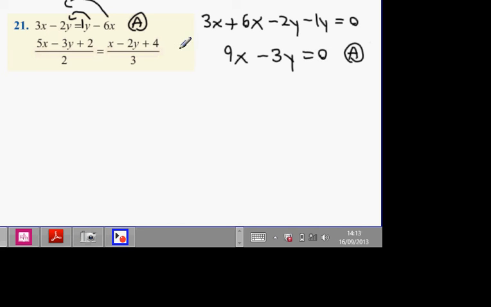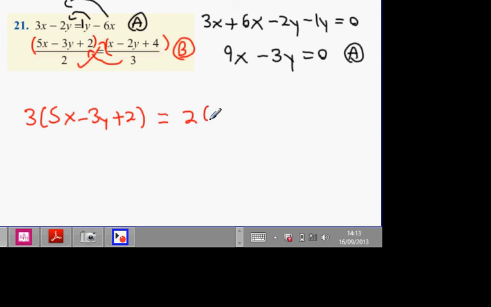Equation B is much more complicated looking. There's two fractions on both sides. And what can we do to both sides? We can bring up the 2 and bring up the... It's two lines because it's cross multiplying. So what we can get here is 3 bracket 5x minus 3y plus 2 equals 2 bracket x minus 2y plus 4.